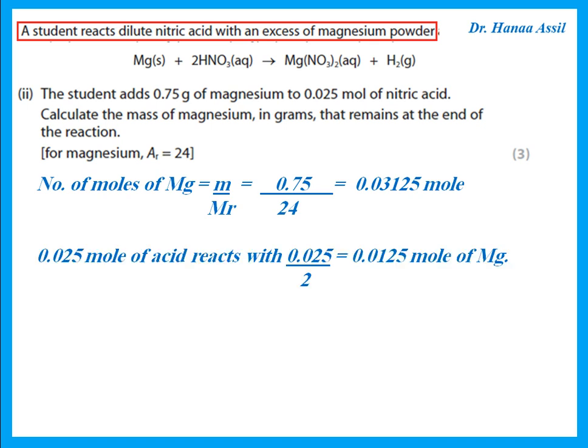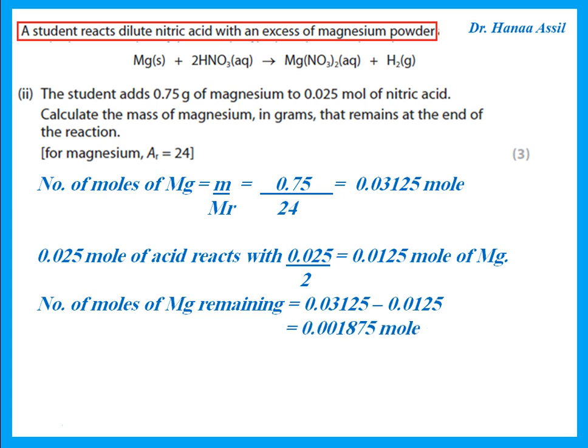Well, if I look at the equation, he had 0.025 mole of acid, and the number of moles of acid should be twice the number of moles of magnesium. So if I have 0.025 mole of nitric acid, this will react with 0.0125 mole of magnesium, because the number of moles of magnesium should be half the number of moles of nitric acid. So this is the number of moles of magnesium that will react, and that means the number of moles of magnesium remaining is the rest of the number of moles that we started with.